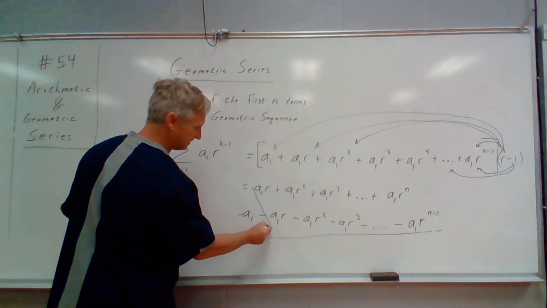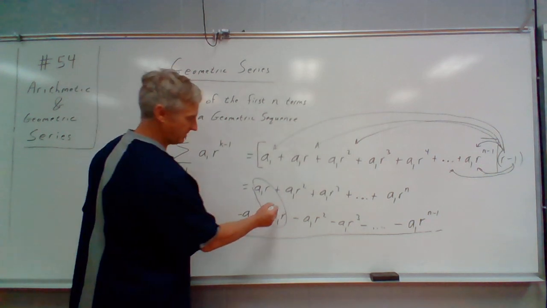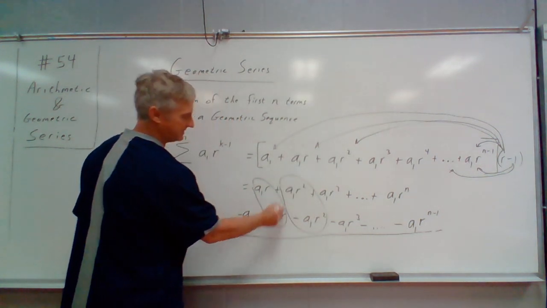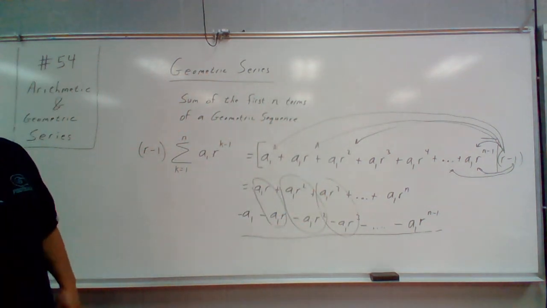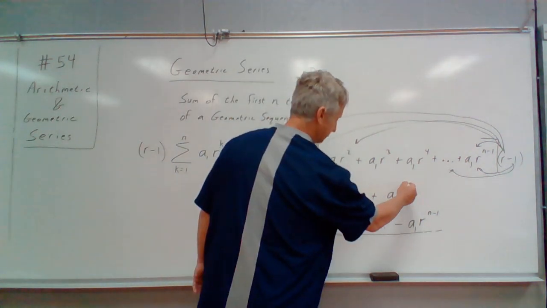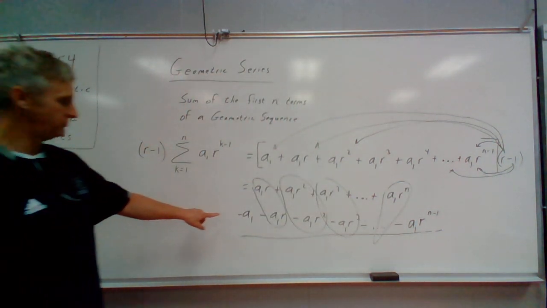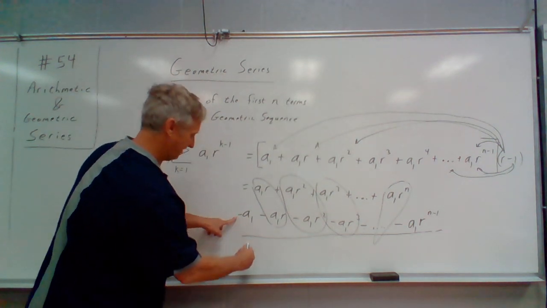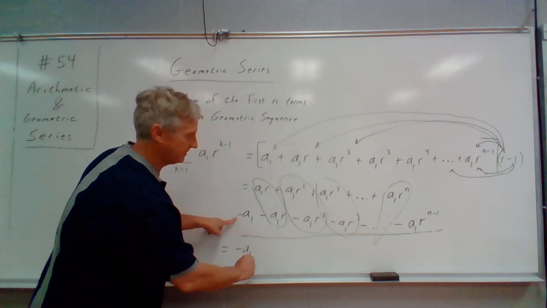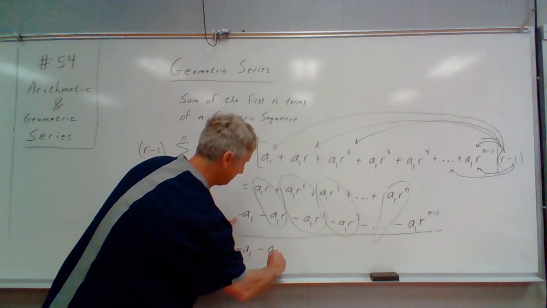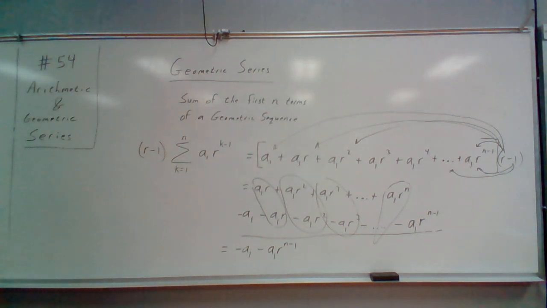Notice that these guys cancel out. A sub 1 r minus a sub 1 r. So do these guys. They cancel out. These guys cancel out. And this one will cancel out with one that's right there that I didn't write. But you basically only have two left. So equals, you have minus a sub 1 and minus a sub 1 r to the n minus 1. Those are the only two that are left.